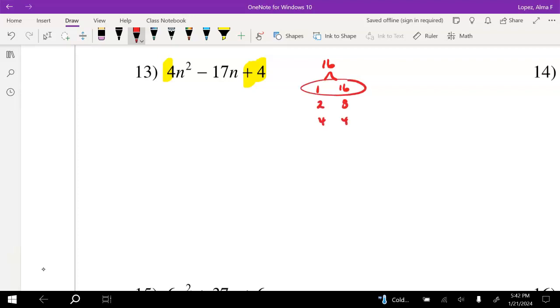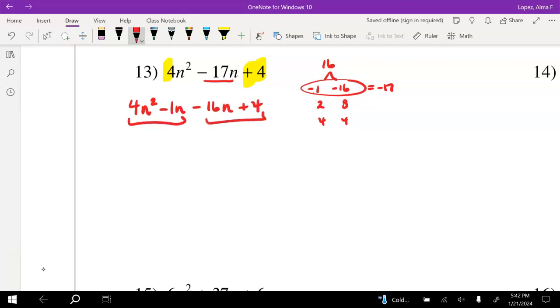And immediately I notice, hey, I need them to add up to a negative 17. I'm going to make them both negative, and they do add up to negative 17. And negative 1 times negative 16 still multiplies to be positive 16, so that's correct. I'm going to bring the first term down. I'm going to rewrite the negative 17n with the two factors I just found: negative 1n minus 16n plus 4.